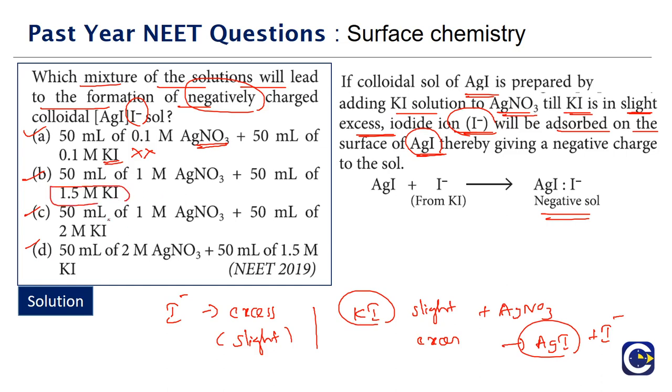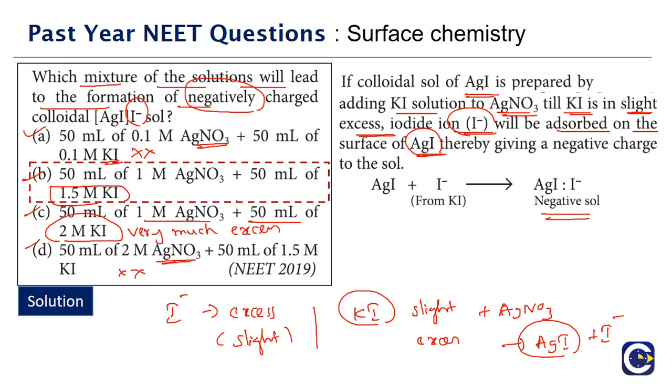Option C, 50 ml of 1 molar AgNO3 and 50 ml of 2 molar KI. So this is almost double. The amount of KI is double that of the amount of AgNO3. This is in very much excess, so this will also not be suitable. Option D, 50 ml of 2 molar AgNO3 and 50 ml of 1.5 molar KI. Here AgNO3 is in excess, so this also will not be suitable. So the correct mixing proportion that will give us negatively charged sol will be option B, which is 50 ml of 1 molar AgNO3 and 50 ml of 1.5 molar KI.